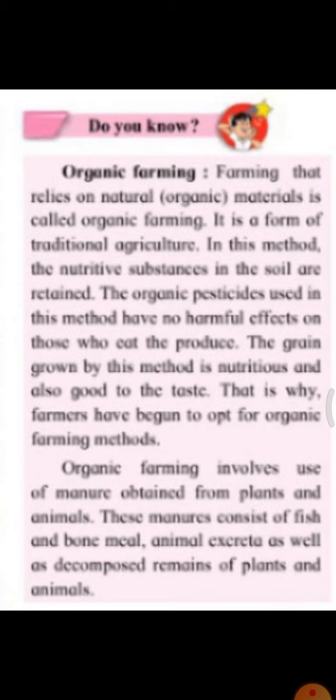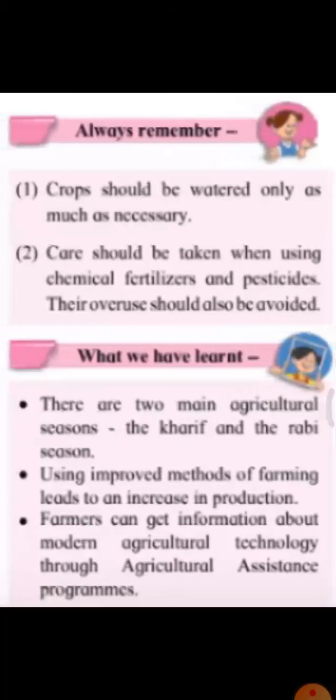Organic farming involves use of manure obtained from plants and animals. These manures consist of fish and bone meal, animal excreta, as well as decomposed remains of plants and animals. Okay, children. Children, you will always remember that crops should be watered only as much as necessary. There should be no over watering of the crops, otherwise they will get damaged. Care should be taken while using chemical fertilizers and pesticides. Their overuse also should be avoided.